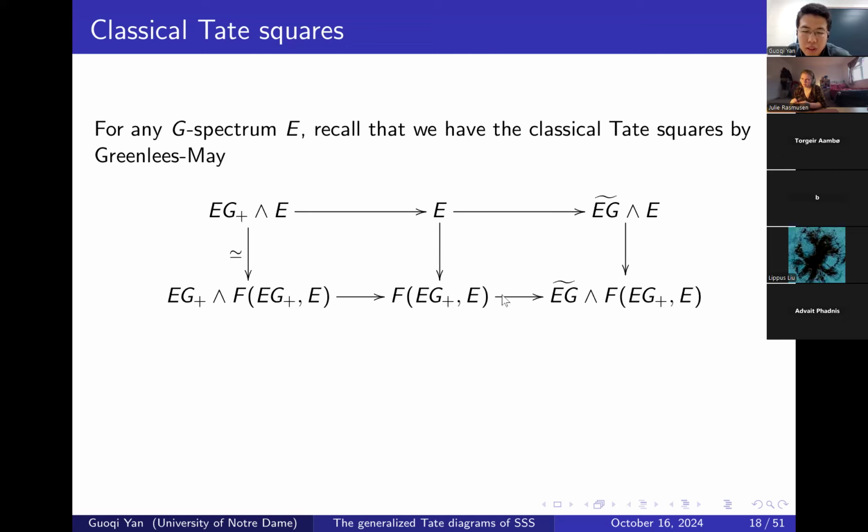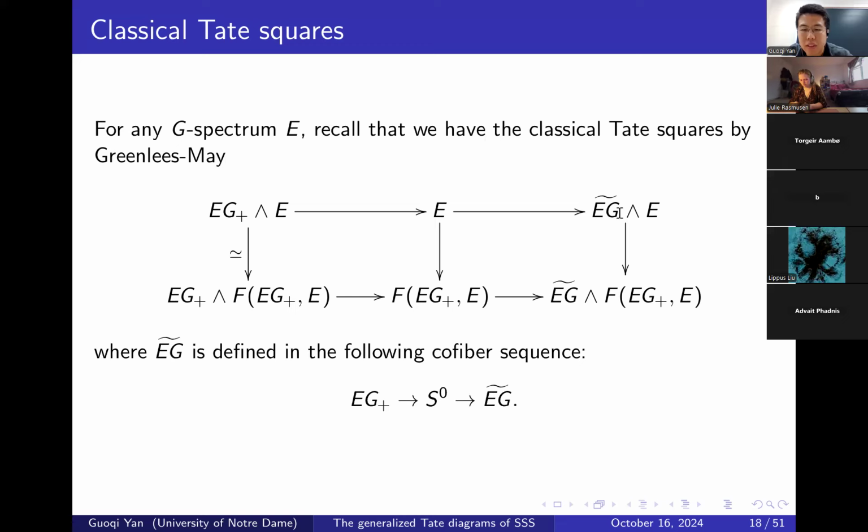This part in the middle of the bottom is the Borel completion of E. And people know that this only depends on the underlying spectrum of E with a G action. The other part is a localization of E, and this part has better periodicities. So this diagram decomposes E into simpler pieces, the homotopy completion part and the localization part, and they are glued along this Tate diagram.